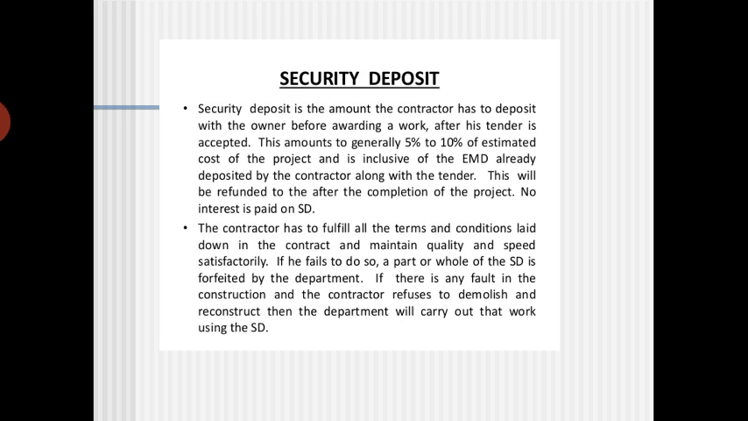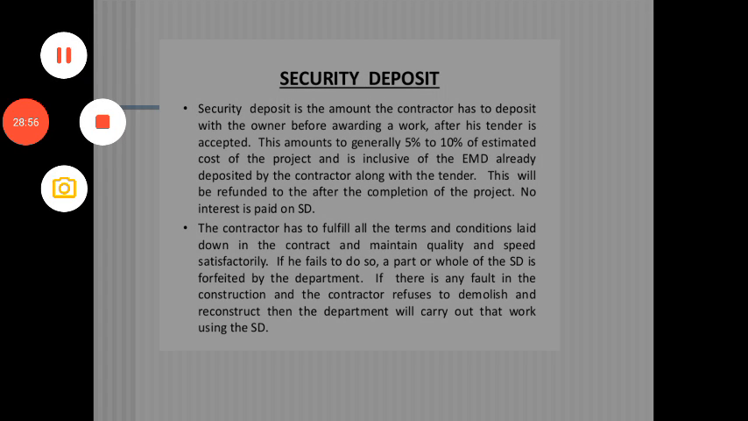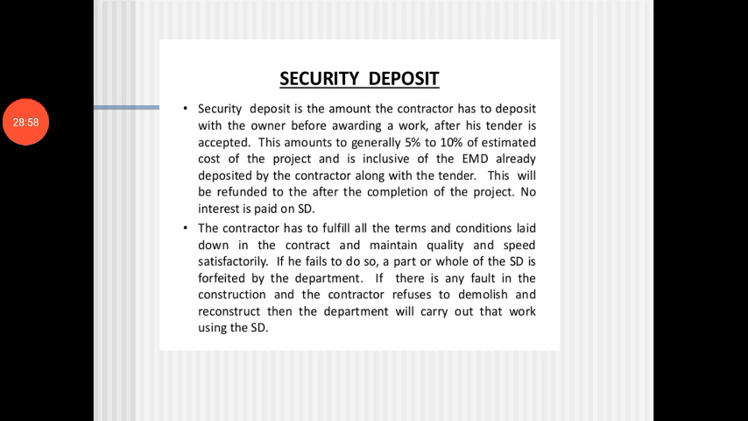So normally this will be 5 to 10% of the estimated cost of the project and is inclusive of the EMD already deposited by the contractor along with the tender. This will be refunded to the contractor after completion of the project. No interest is paid on this security deposit. Of course, no interest will be paid on this security deposit.